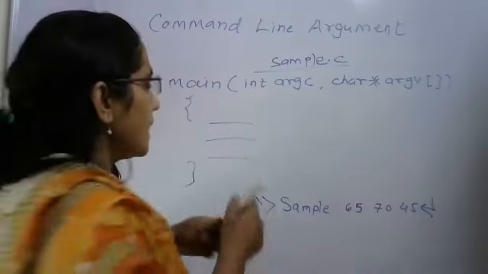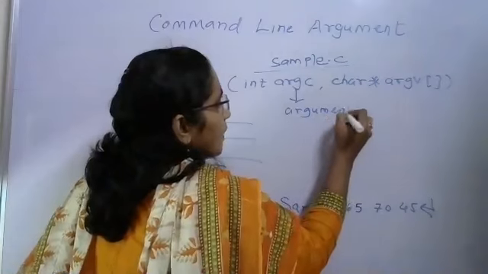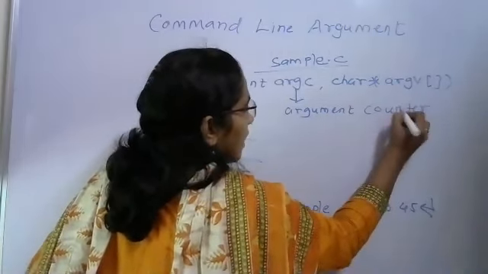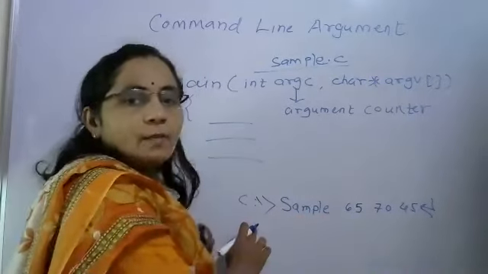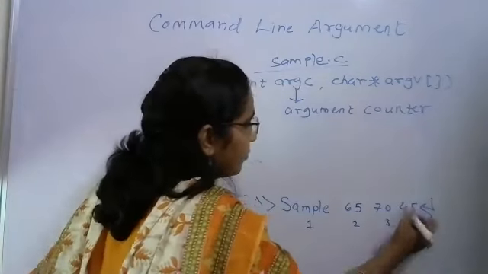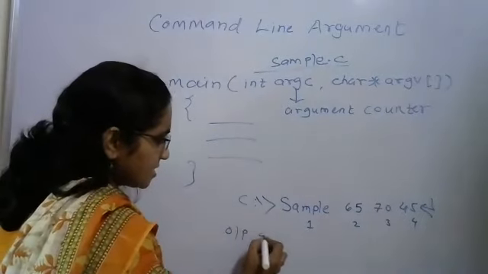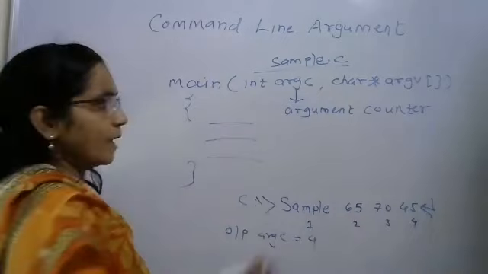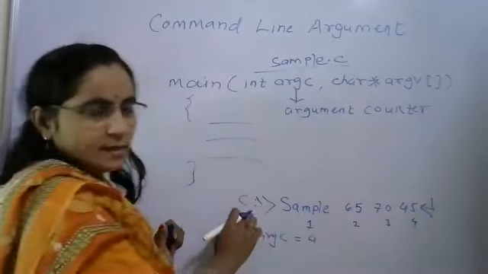ARGC means argument counter. What is the role of argument counter? It counts the number of parameters on a command line. How many parameters are there here? 1, 2, 3, 4. So in the output, the value of ARGC will be 4, because these are the 4 parameters on the command line.